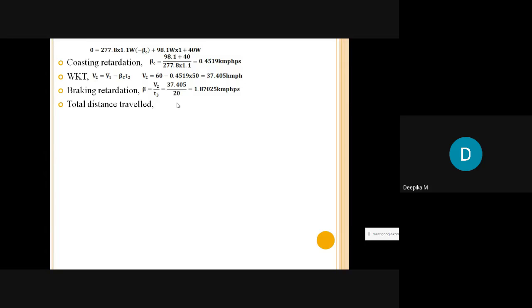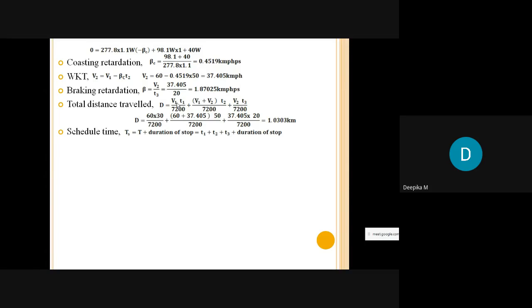1.87025 kilometer per hour per second, and the total distance traveled is nothing but this formula, which is being derived in the quadrilateral curve derivation. So next substitute all the data, hence it is 1.0303 kilometer.